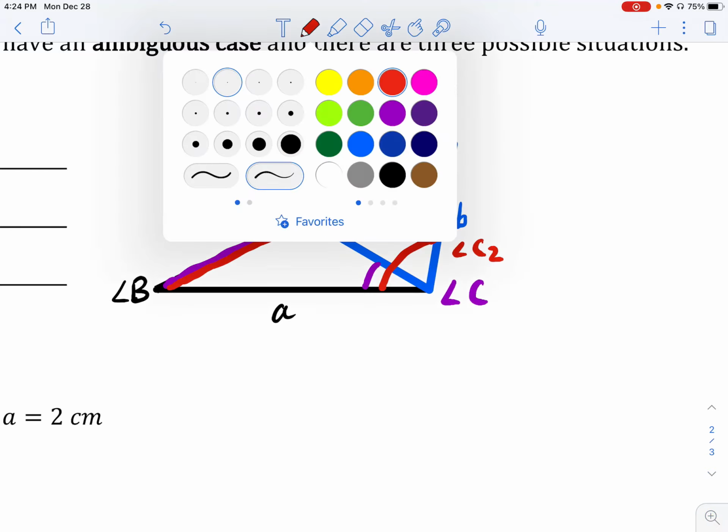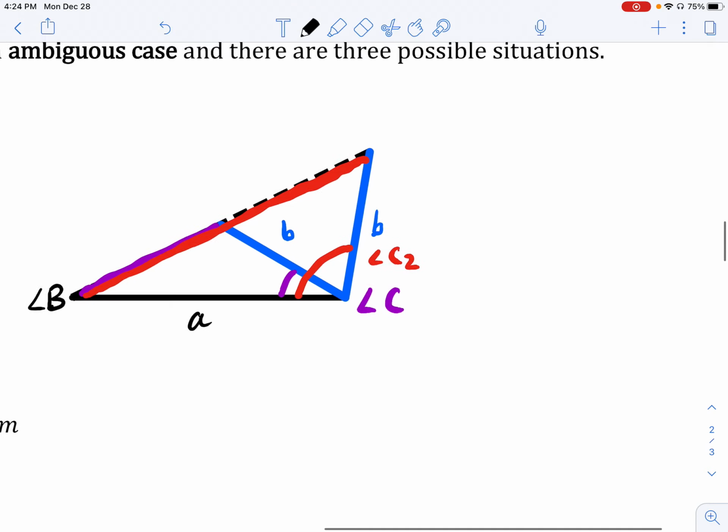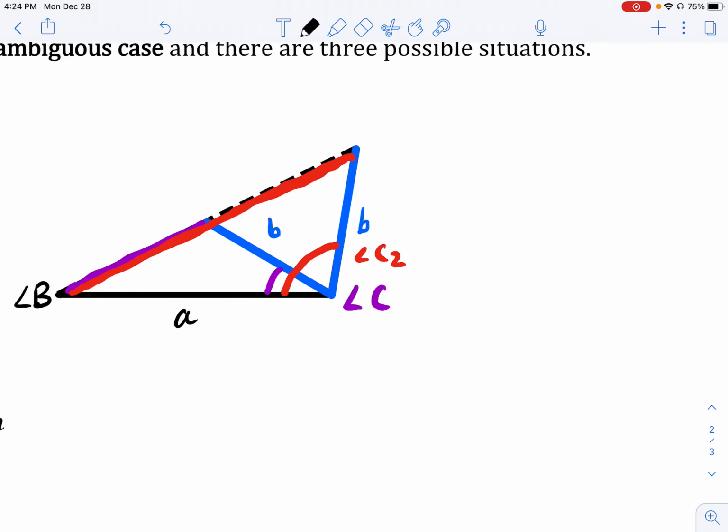And just kind of on an intuitive level, this makes sense. Because if you think about all the angles that are within a triangle, all our angles are between 0 and 180.